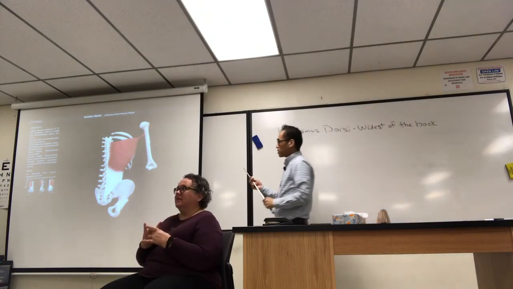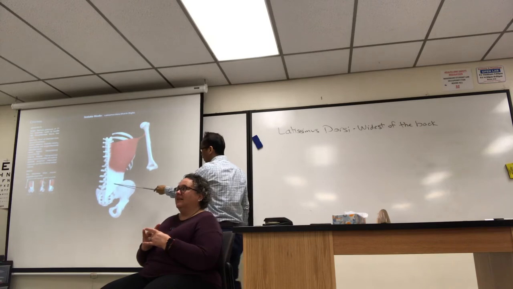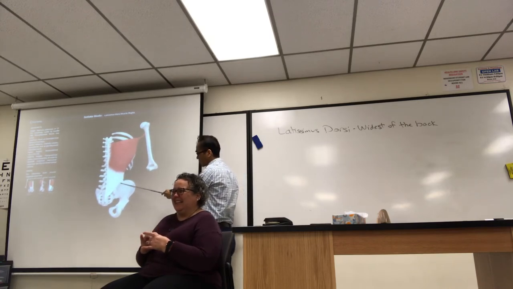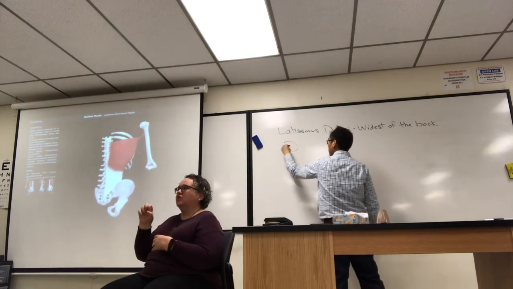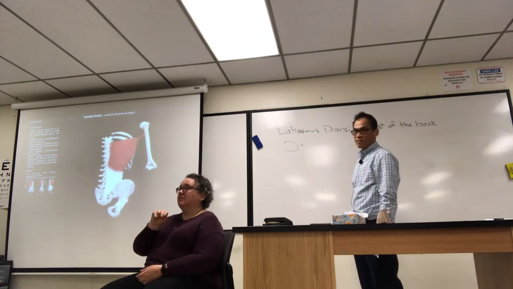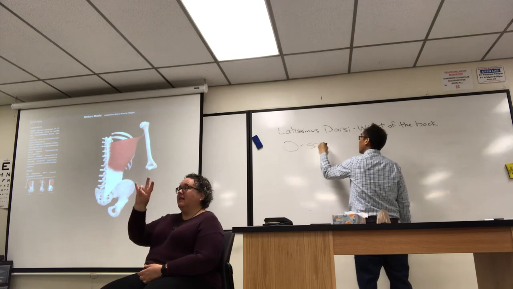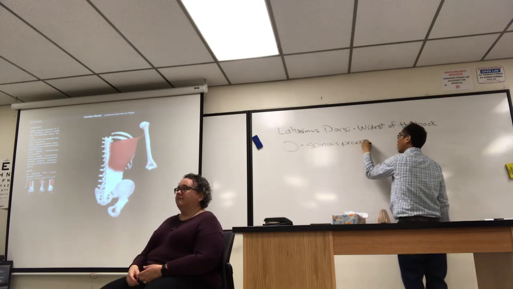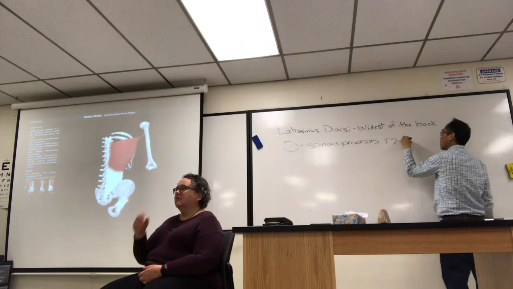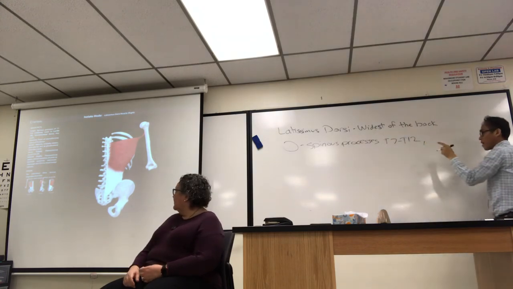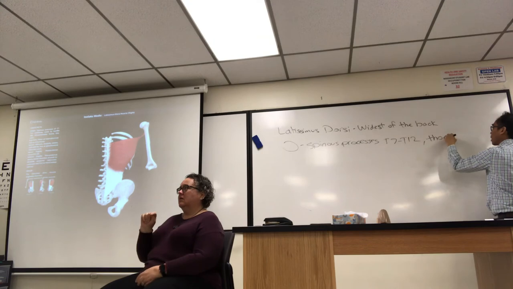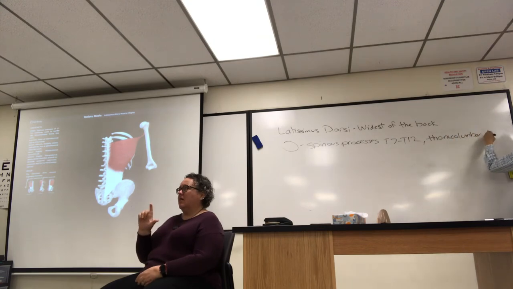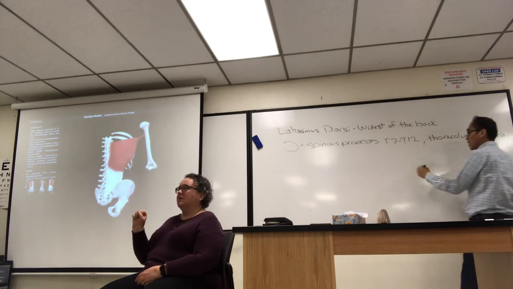And well, it has a lot of attachments there. All these attachments along the spine, but that's called the thoracolumbar fascia, the white tissue, connective tissue there, and it even has a part of the iliac crest there. You need to know all of those as origins. So it originates from spinous processes, T7 to T12. That white fascia on the bottom is called the thoracolumbar fascia. Bit of the iliac crest.